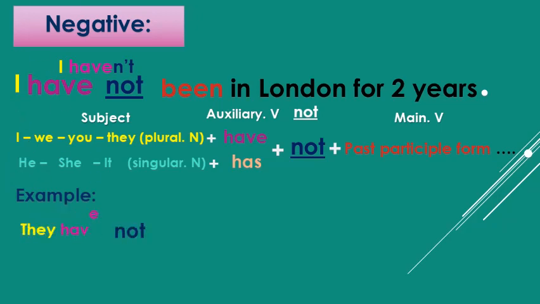Here we have an example. So they have not read many books. Another example, he has not read many books. إذن في حالة النفي نضيف not بين الفعل المساعد والفعل الرئيسي.